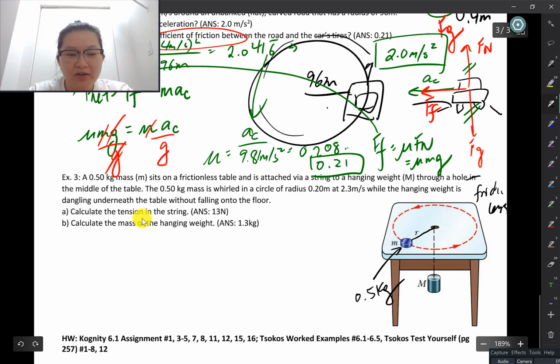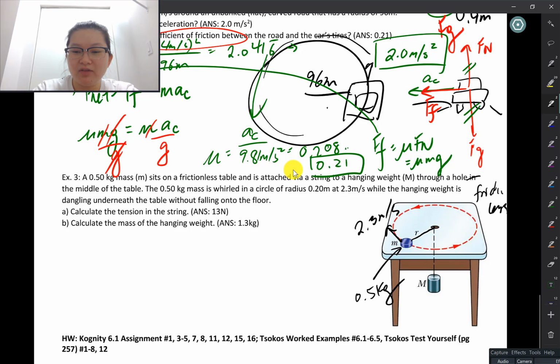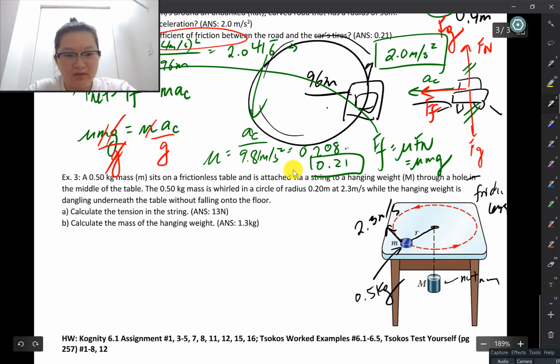Anyways, the 0.5 kilogram mass is whirled in a circle. So it's going to go around in a circle of radius 0.2 meters at 2.3 meters per second. It's got some tangential speed here of 2.3 meters per second, while the hanging weight is dangling underneath the table without falling onto the floor. So I'm assuming this guy is not moving. Now we want to calculate the tension in the string.